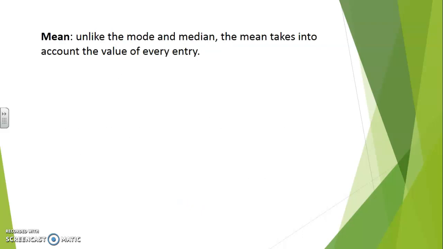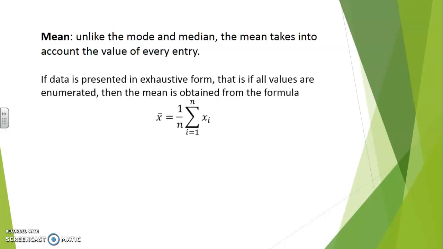The mean, so unlike the mode and the median, the mean, or the average, takes into account the value of every entry. It's not just about where it's ranked, it's also about the value that it takes. If data is presented in exhaustive form, which is that all the values are enumerated, you have the entire list, then the mean is obtained by adding the observations, so adding the xi, the variable's values, and dividing by the size of the sample. How do I know I'm talking about a sample? Notice I have a little n.